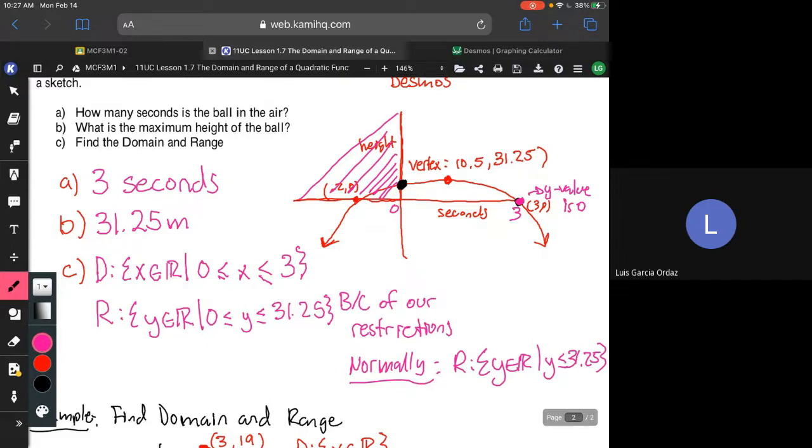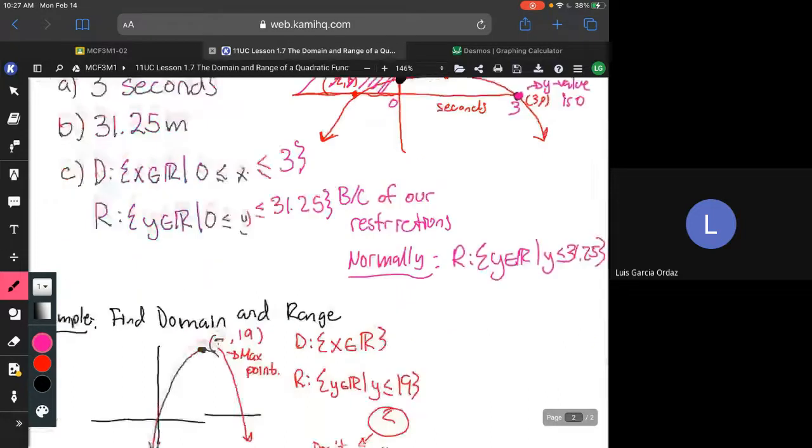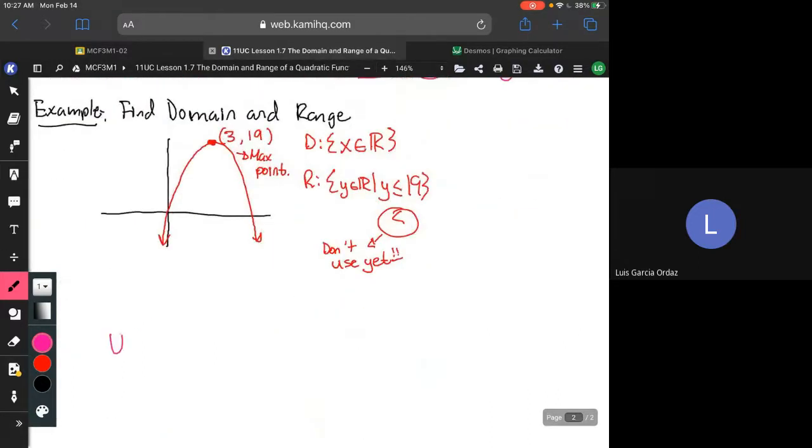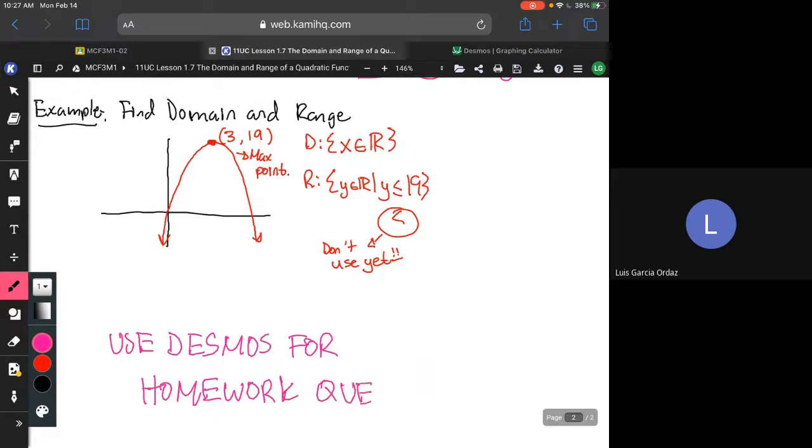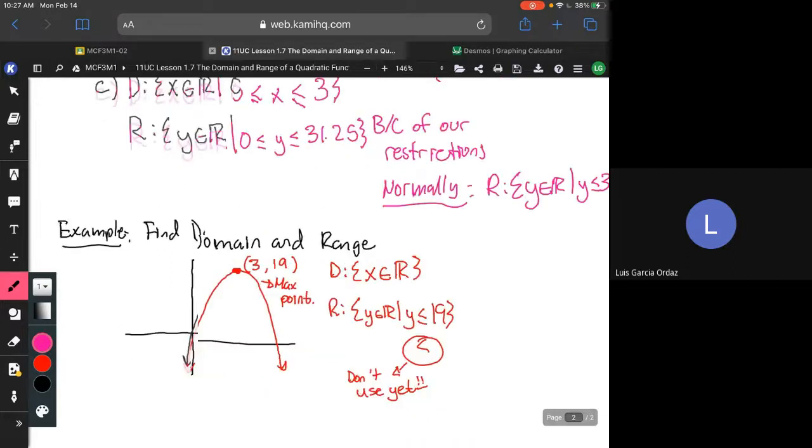So when you are doing the homework, you can use Desmos to graph the function and figure out the domain and range. Don't do the table of values, okay? So use Desmos for your homework. So I'm going to write it down here. Use Desmos for your homework questions, okay?